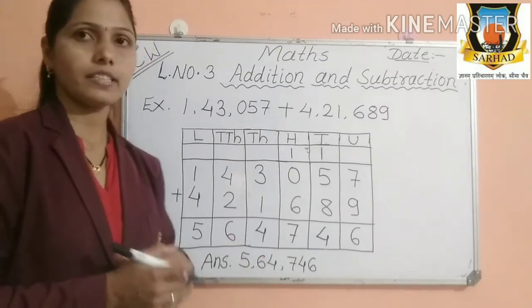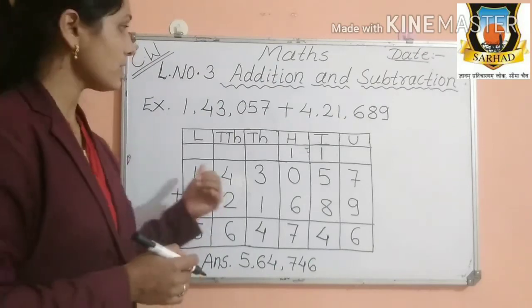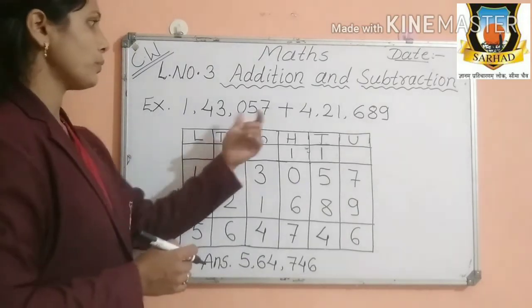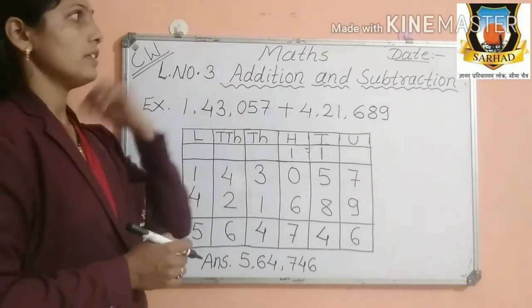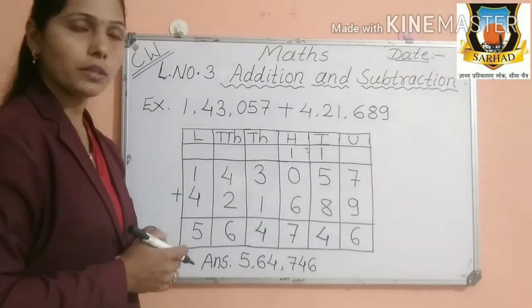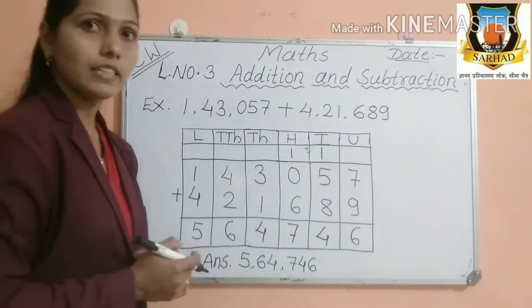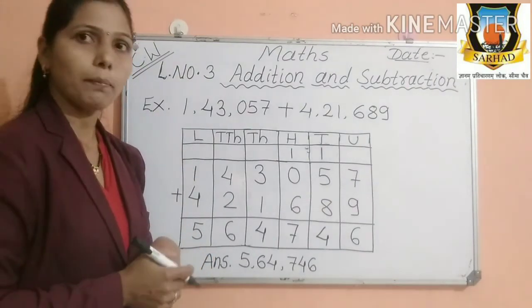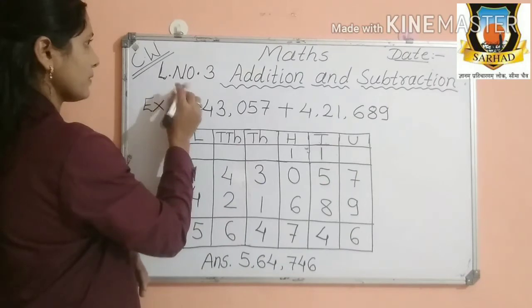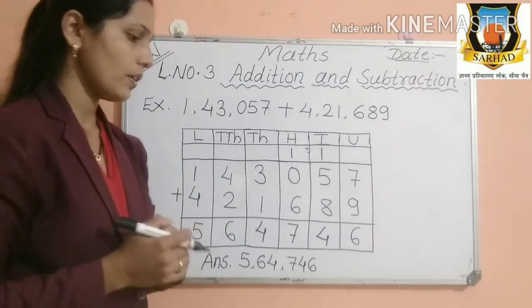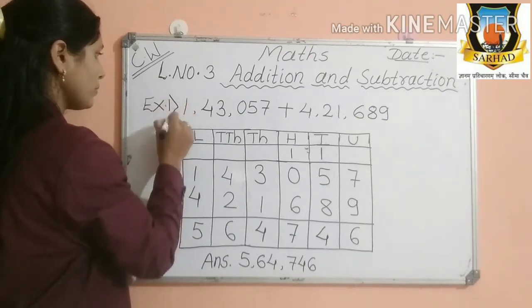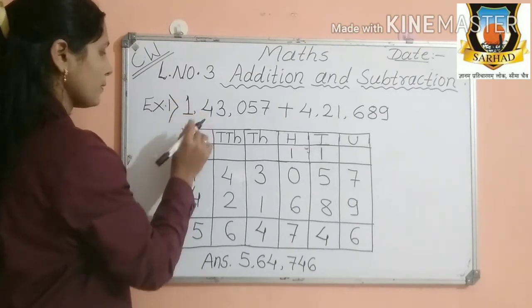Like that, you have to write the answer down to its example. Okay, see, while writing this example, you have to write here. Firstly, you should write name of the lesson, CW at left corner. You have to mention date also. Then example. Okay. Now, firstly, example number 1 you have to write here.